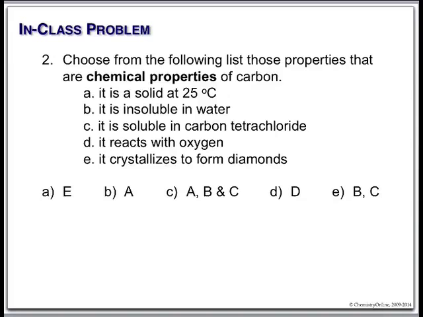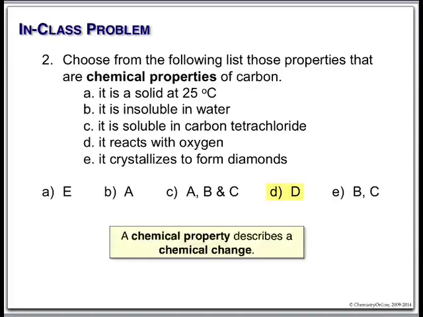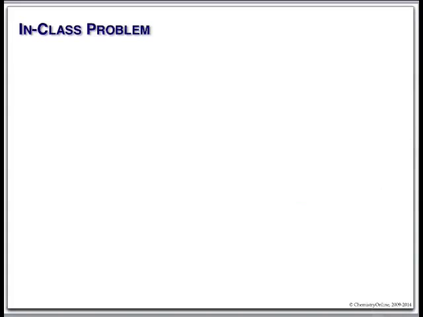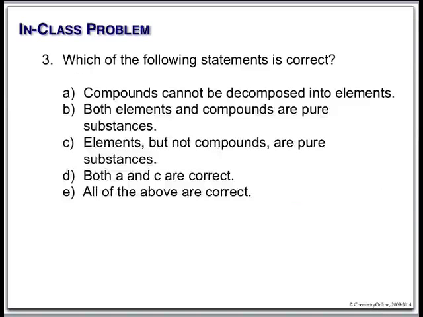Which of the following statements is correct? Compounds cannot be decomposed into elements. Well, we know that's wrong because we saw the electrolysis apparatus, right? Where we took water and broke it down to hydrogen and oxygen. Elements and compounds are pure substances. Well, that sounds pretty good to me. Elements but not compounds are pure substances. Now, B is the only correct answer.